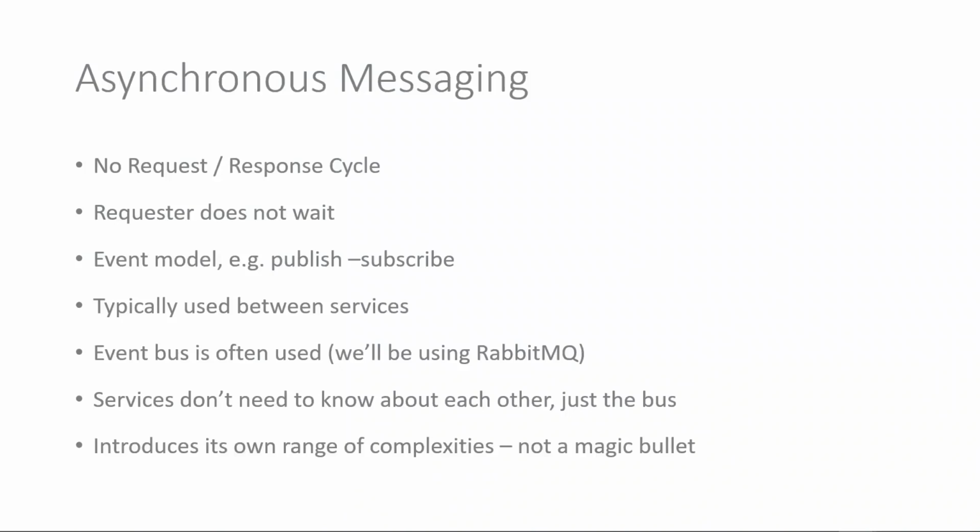Those other services will receive an event, go, oh, okay, I've got this new event, and then will respond back onto the event bus in that fashion. So it's event driven. The event bus sits as an intermediary between services, and it's a publish-subscribe type model, event-driven model, and we're going to go into that quite a bit in this video. It does, though, introduce its own range of complexities, and it is actually much more complex than a synchronous request response cycle. It's not a magic bullet by any means.